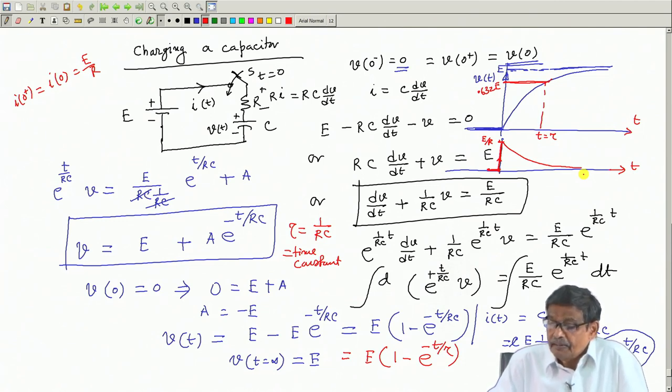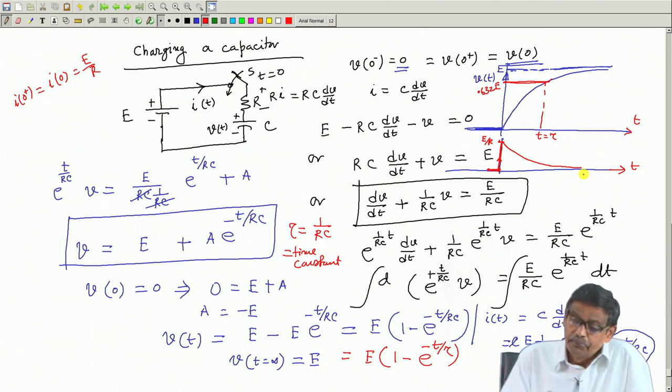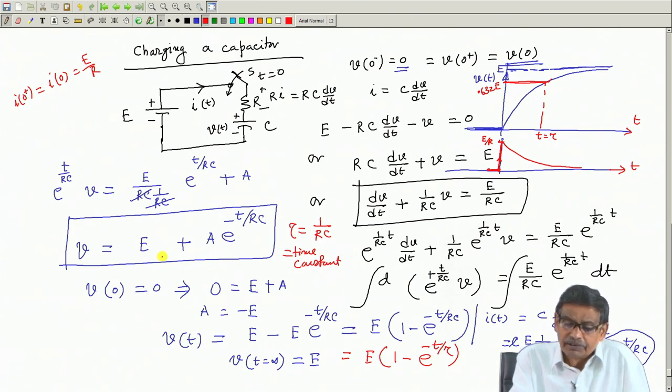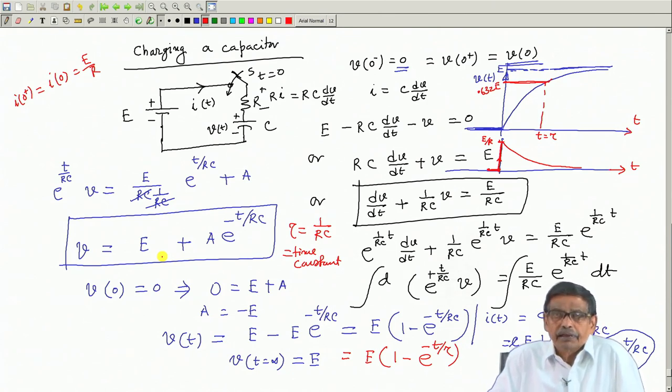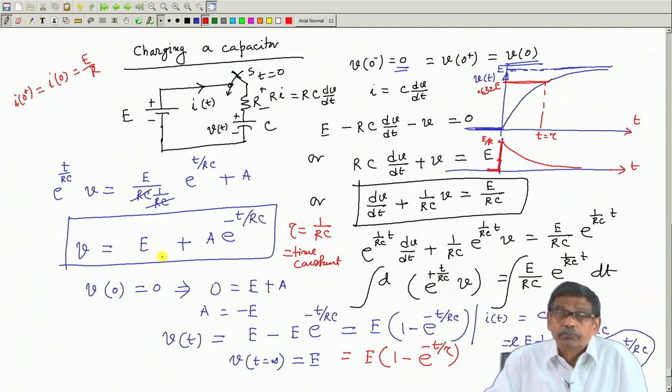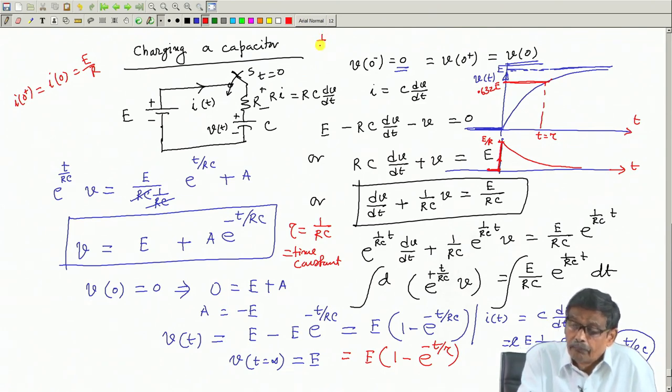That is one thing. Second interesting thing is that if you keep this switch on for several seconds, you may be rest assured that the voltage across the plate of the capacitor will be E, and there will be no current flowing in the circuit. So, capacitor will be fully charged to the supply voltage. Hence, it will store energy. What is the final energy stored? It will be half C E square, is it not?